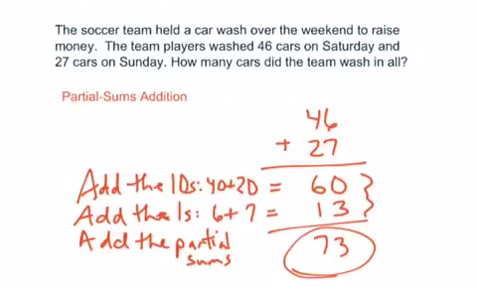So the 40 from 46 and the 20 from 27. When you add those together, you get 60. Then we add the ones, the 6 from the 46 and the 7 from the 27, and we get 13. And then we add together just those partial sums, the 60 and the 13, to get 73.